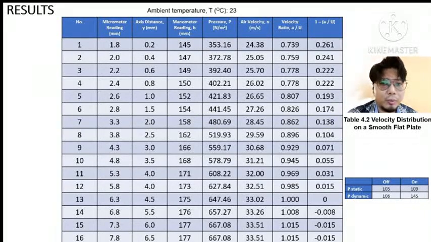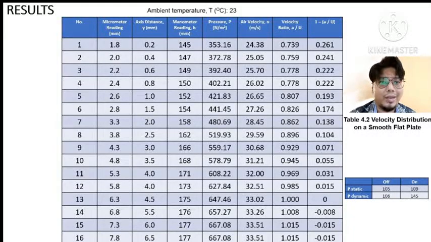For table 4.2, velocity distribution on a smooth flat plate, the ambient temperature is 23 degrees Celsius. There are 16 readings, and we have to calculate the pressure using the formula rho g h for static and dynamic. First we calculate the dynamic, then subtract the static, and we get the pressure.